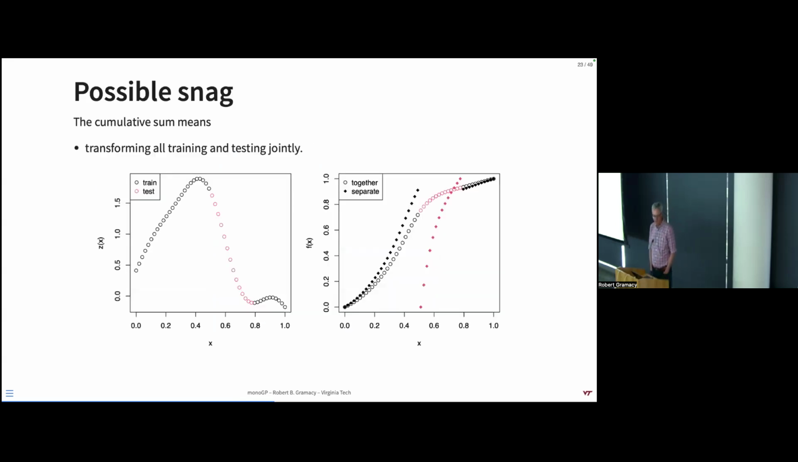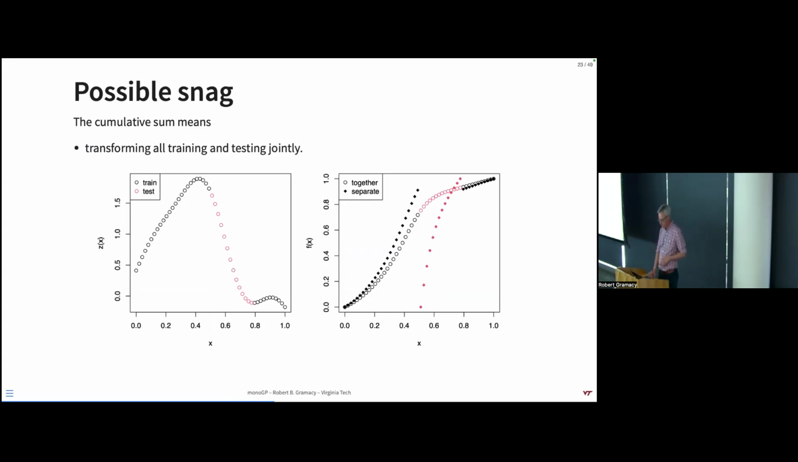On this slide, I'm admitting that there's a possible snag to this, which is that the cumulative sum means that everything is related to whatever points you've given it at that moment. If you're working with training data only, the cumulative sum would be on that training data. If you're doing it with testing locations, you better do it at the same time as your training data. Otherwise, you're going to have a discontinuous function.